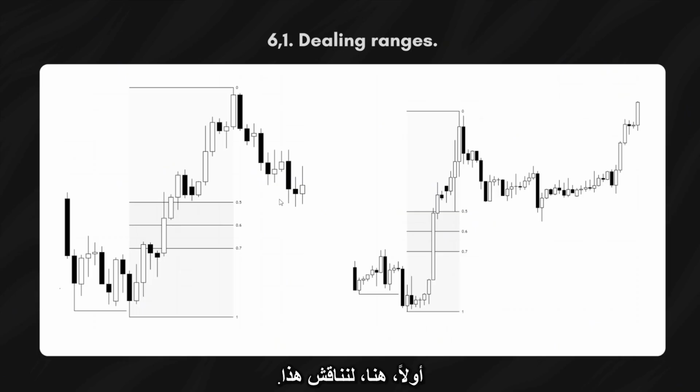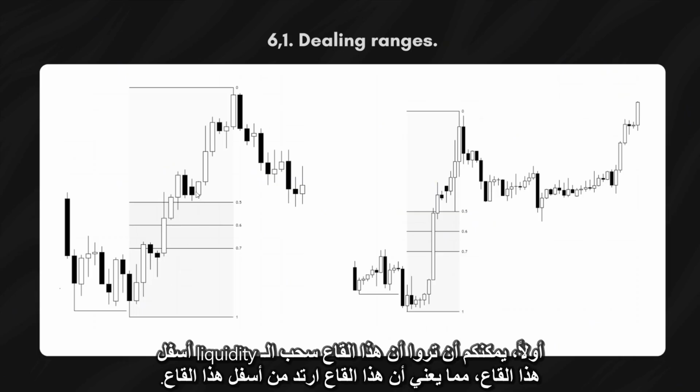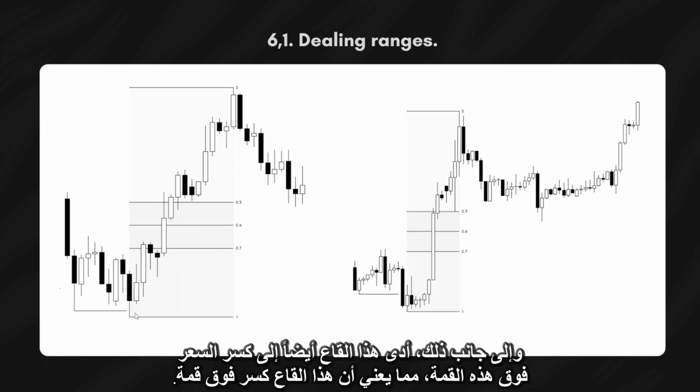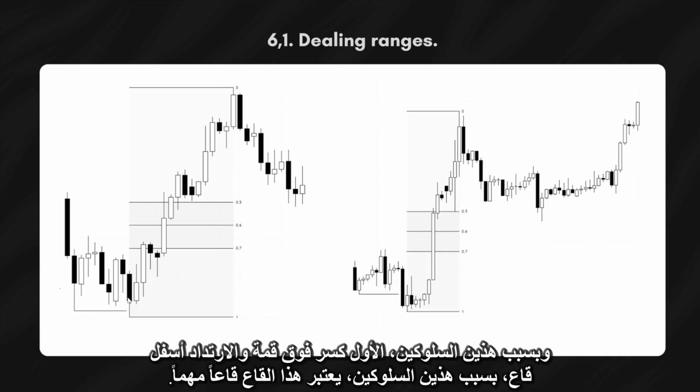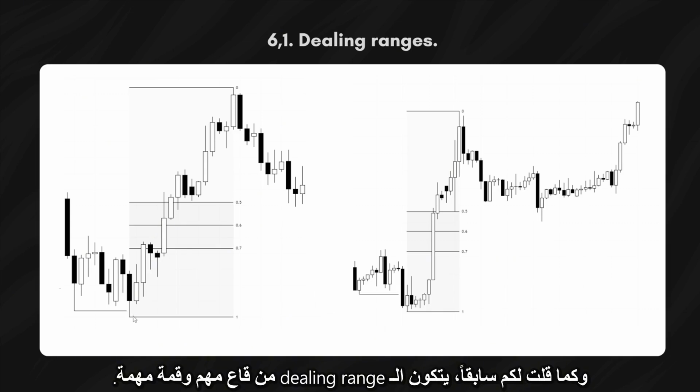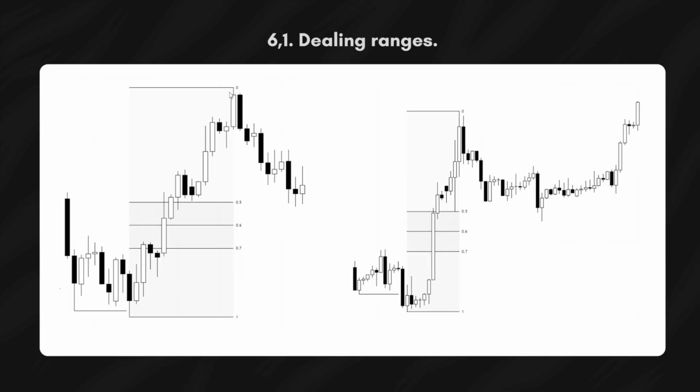Okay, so first of all, right here, let's discuss this one. You can see that this low took out liquidity below this low, meaning this low rejected below this low. And along with that, this low also led to price breaking above this high, meaning this low broke above a high. And because of these two behaviors, the first one breaking above a high and rejecting below a low, this low is considered a significant low. And just like I told you earlier, a dealing range is made up of a significant low and a significant high.